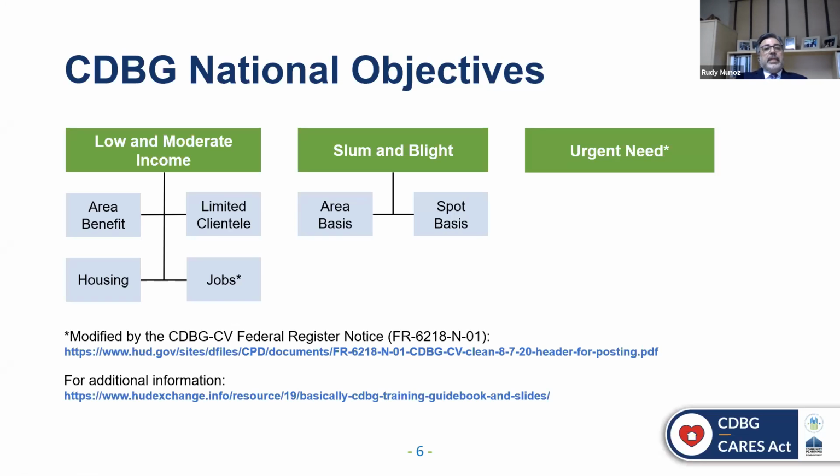If you need additional information about documenting compliance with a national objective that we do not cover in today's session, we encourage you to refer to the Basically CDBG training curriculum that's available to you through the HUD Exchange website. You can also talk to your local HUD field rep or regional office rep. And you can always, as a third option, submit your question through the HUD Exchange AAQ portal.